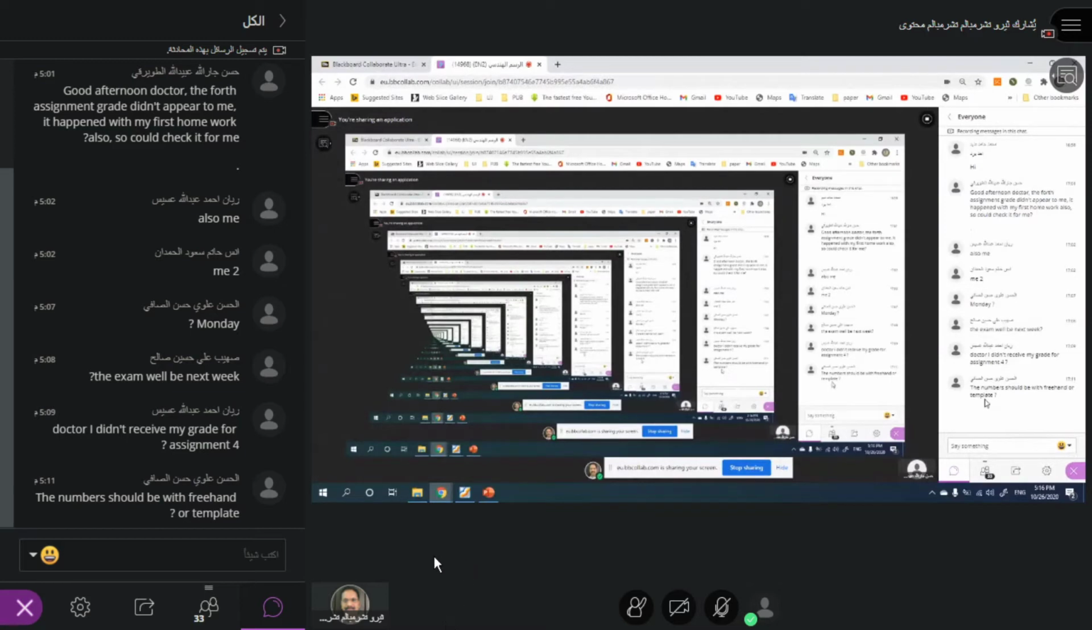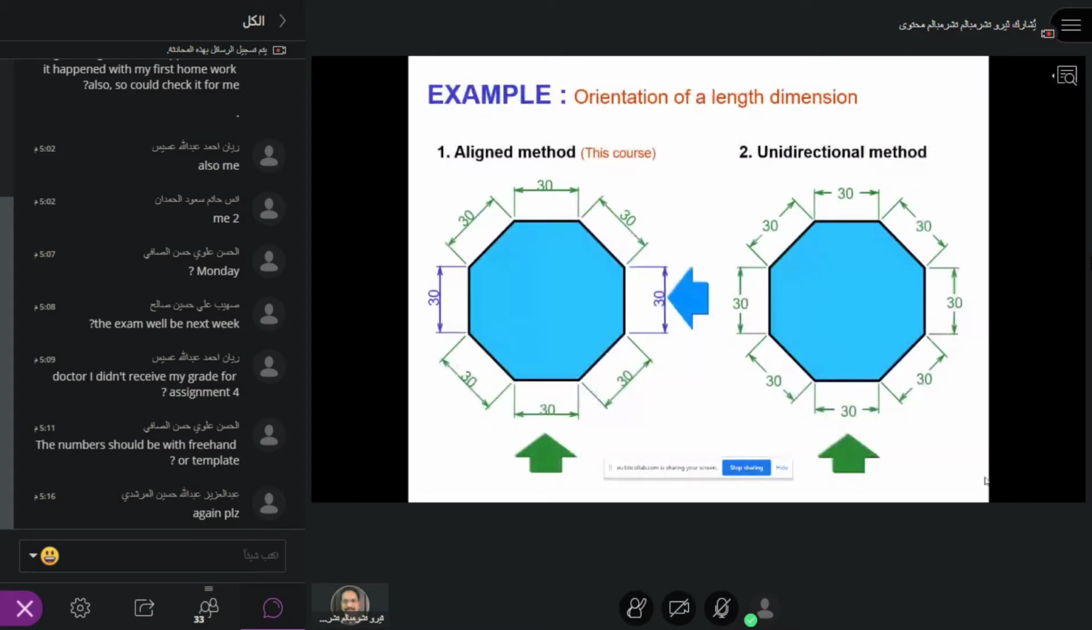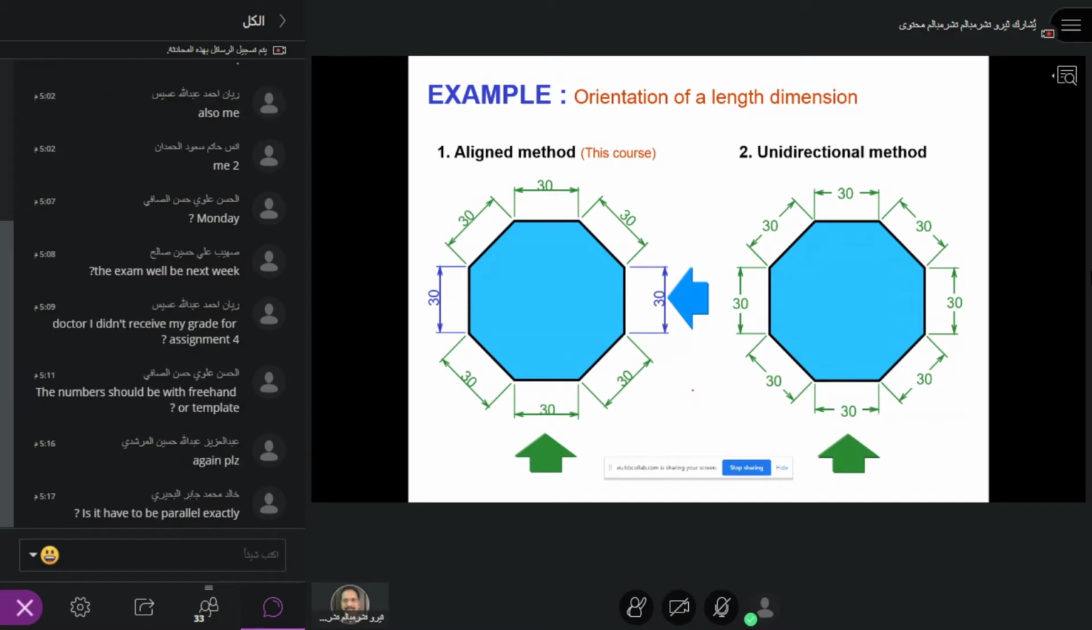The numbers should be written freehand or with a template. If you use a template, it will be very good. If you write with freehand, I would appreciate templates. If somebody uses a template, I will give a good grade and a bonus, because that person is a professional. But some people are very good at writing, I know. So if you are very confident about your own freehand writing, then it's fine.